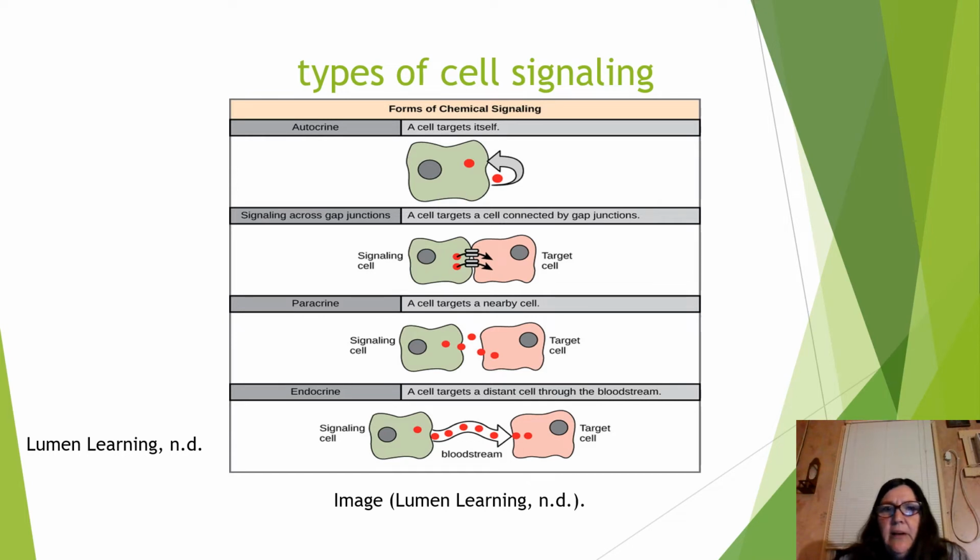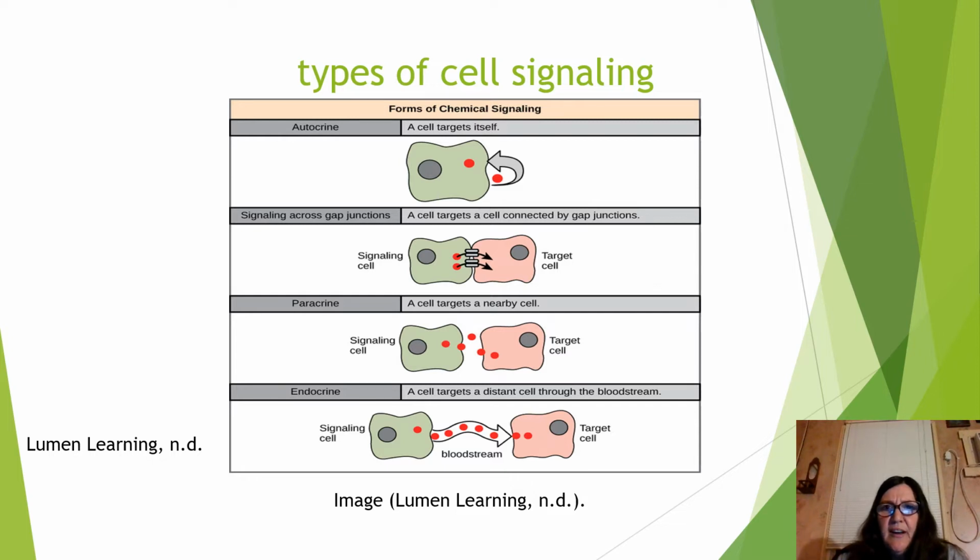Signals can vary in their range. They can be short or long depending on what type of signal is being sent. There are four types of chemical signals. There's autocrine, direct, endocrine, and paracrine. Now, autocrine is where a cell targets itself. And this is usually seen in early fetal development to ensure that tissue development is correct.